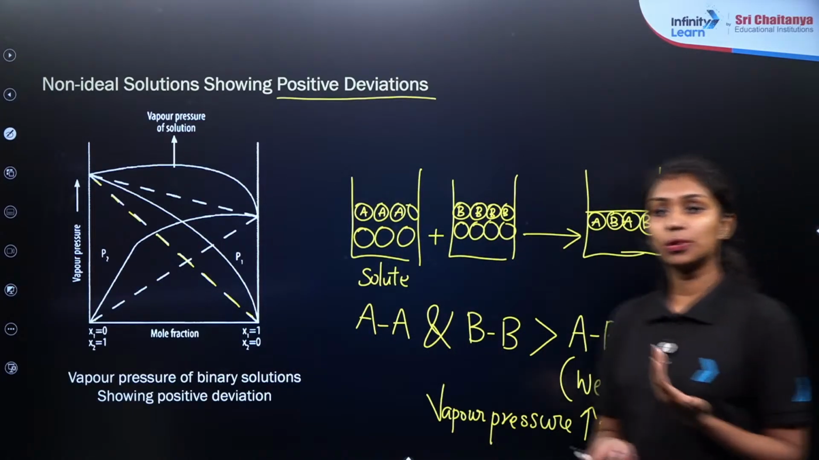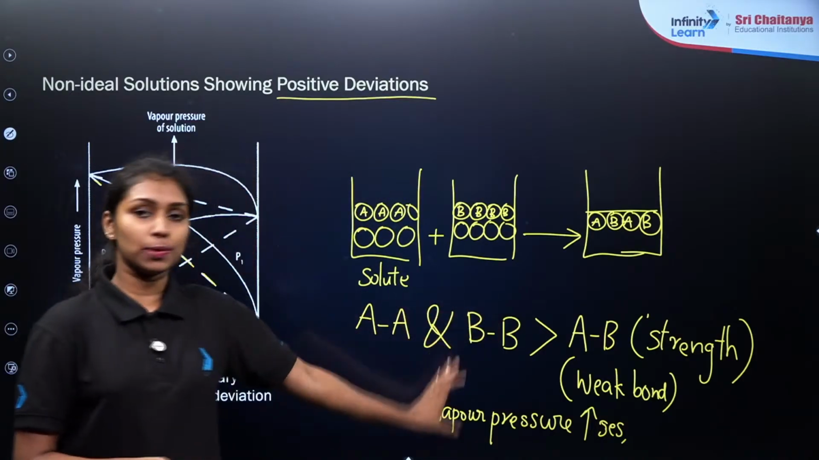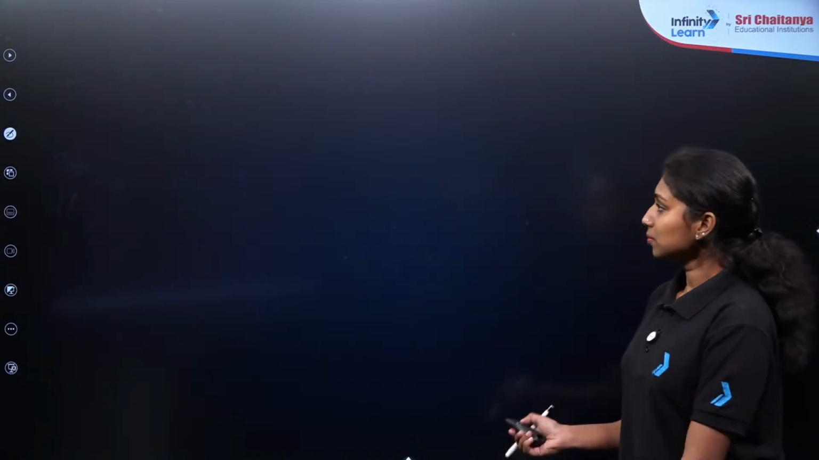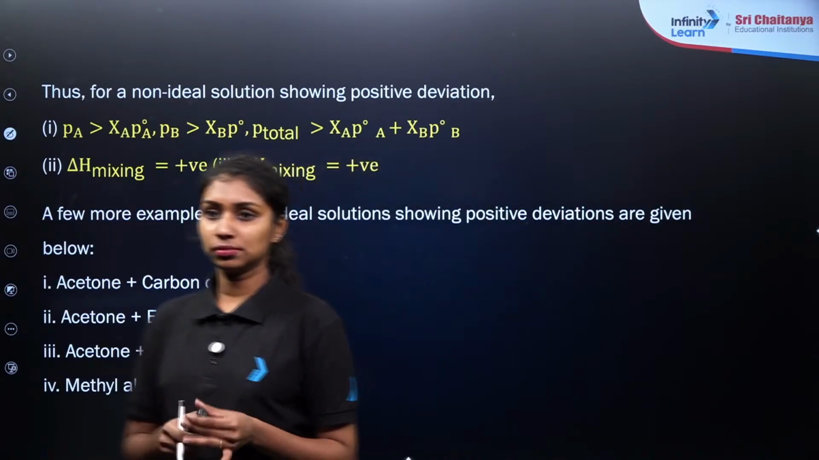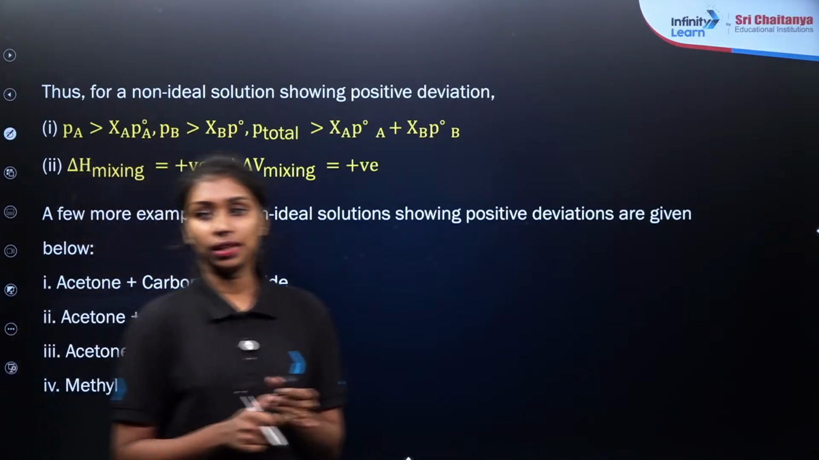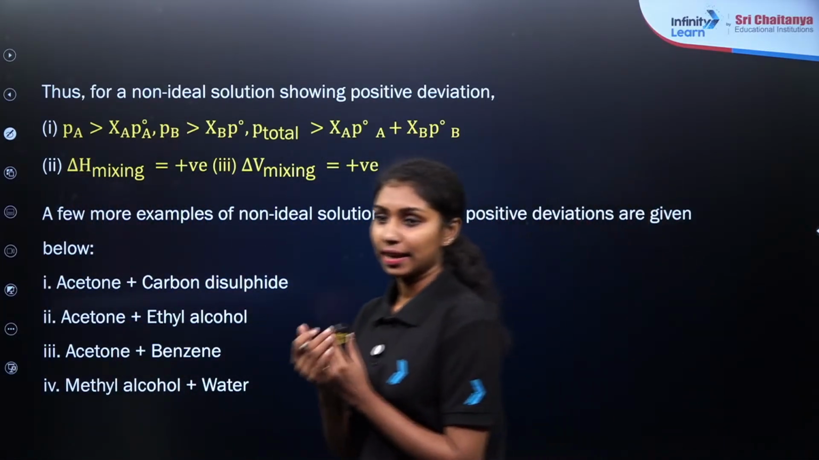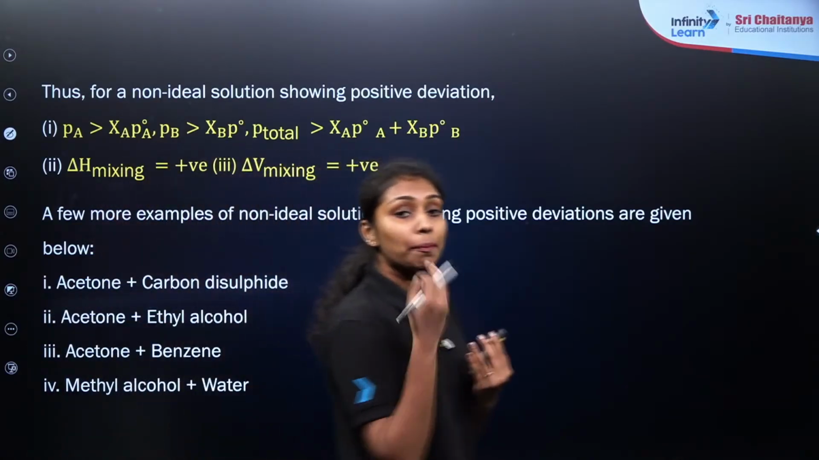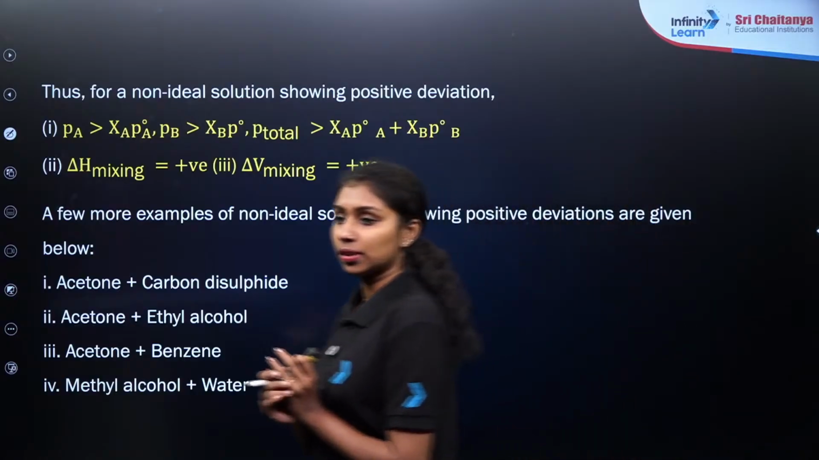Now, what will be the reason for negative deviation? What is happening to the interaction between these molecules in the case of negative deviation? In the case of negative deviation, this AB strength is very strong, right? So we cannot easily escape the particles from the solution side, so that vapor pressure decreases in the case of negative deviation, right? Clear?